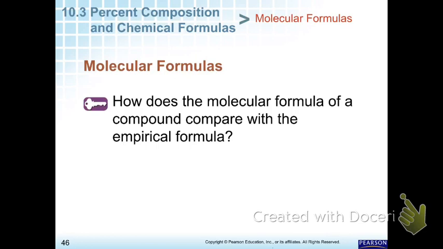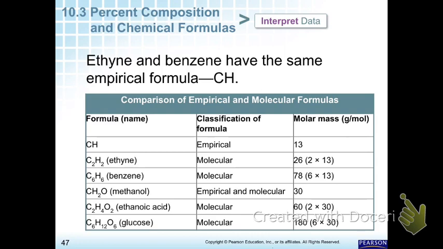Now let's look at molecular formulas. How do they compare? If you look at this chart right here, you can see that CH, C2H2, C6H6 all are going to have the same empirical formula, because this one is a 2:2 ratio, which is going to reduce to this CH. This is a 6:6 ratio, which is also going to reduce to that.